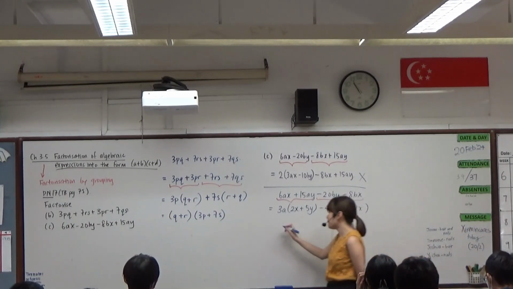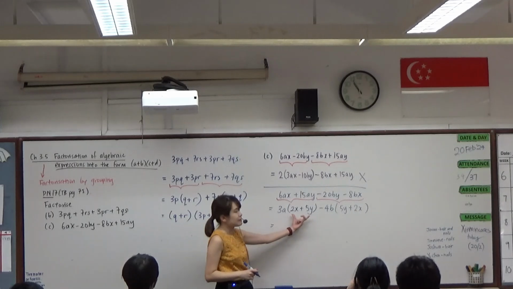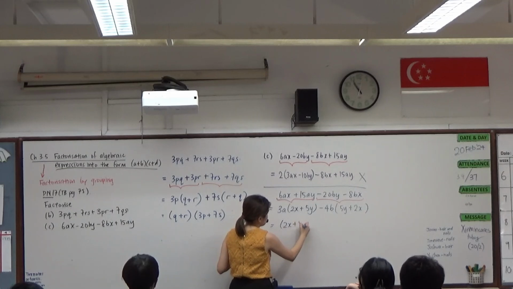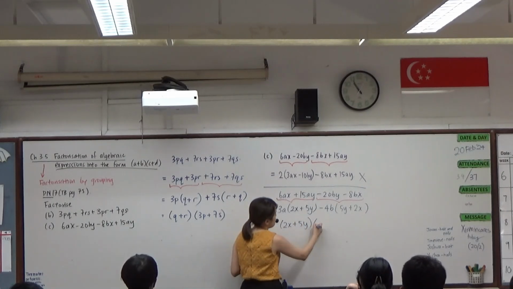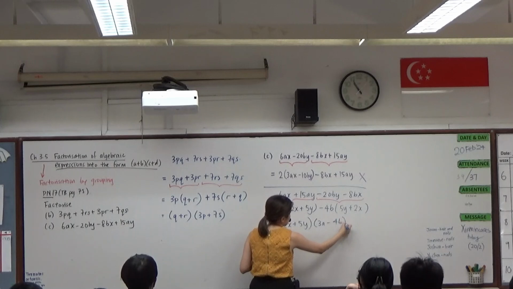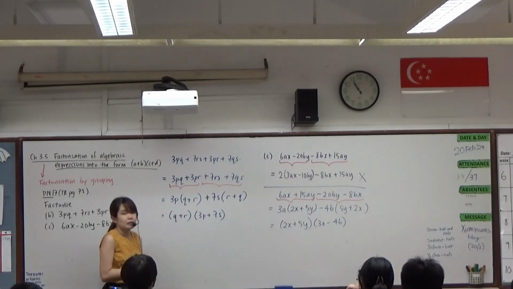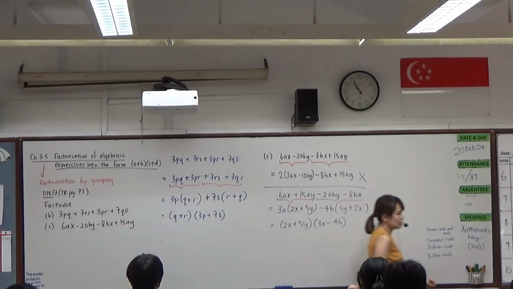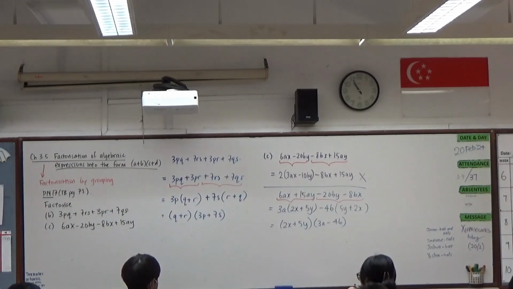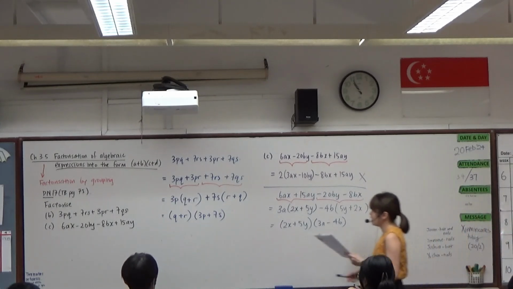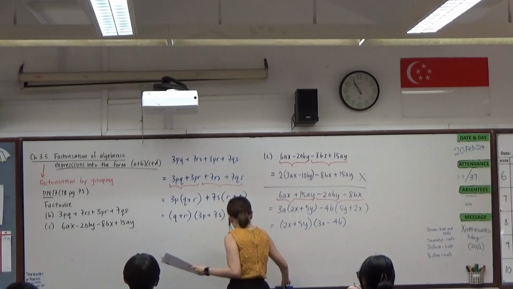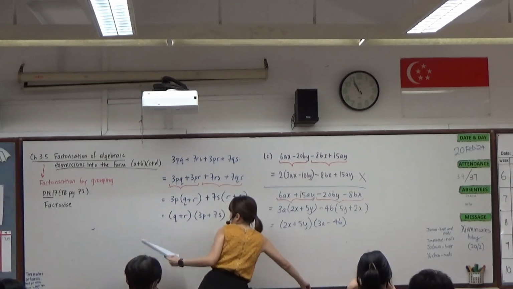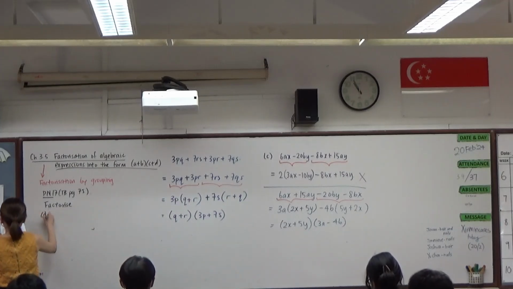Right? Then to wrap up the answer, we know that 2x plus 5y and 5y plus 2x are the same, so we can factorize that out, and then we get 3a minus 4b left. Questions? No questions. Let's try out on our own. Okay, part D. So I want us to try part D now.